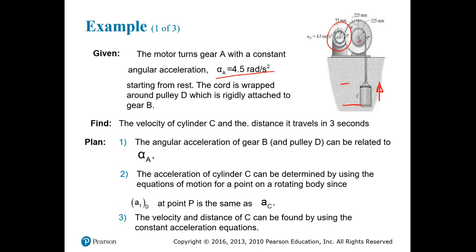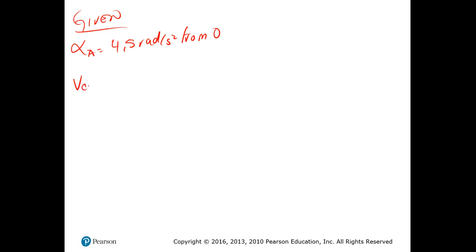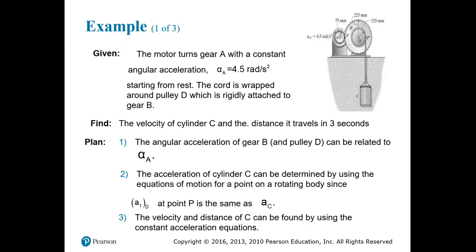Okay. So if that's the case, the best way to approach this exercise is to put that into numbers. We know that what is given is alpha A, which is 4.5 radians per second squared. They told us that it starts from rest. They're telling us that we need to calculate VC and also the position at t equals 3 seconds. And we were given the radii and everything.